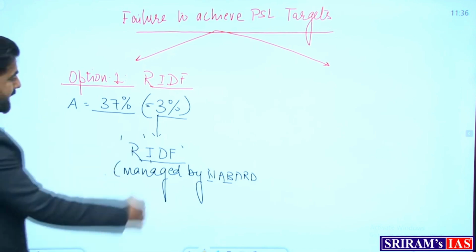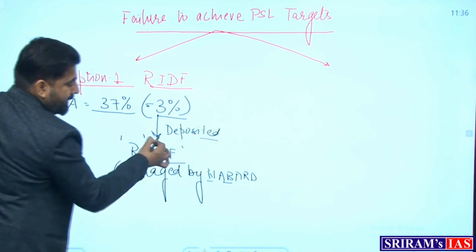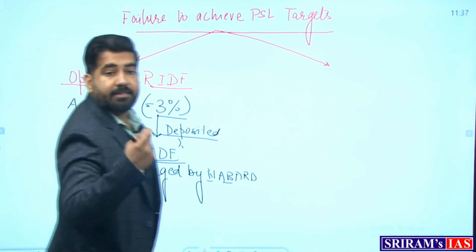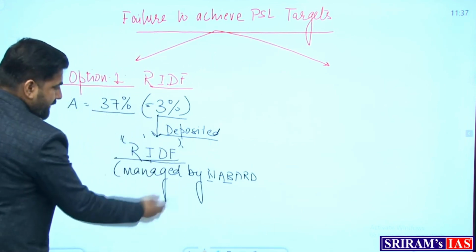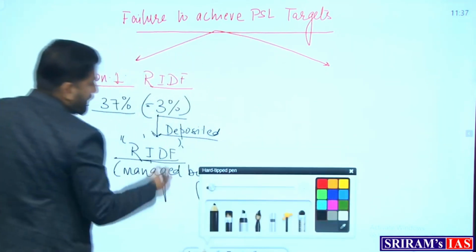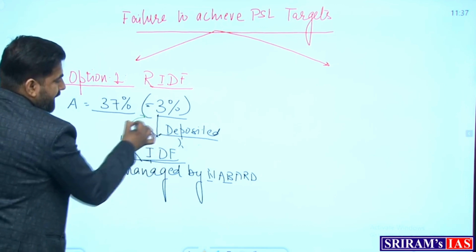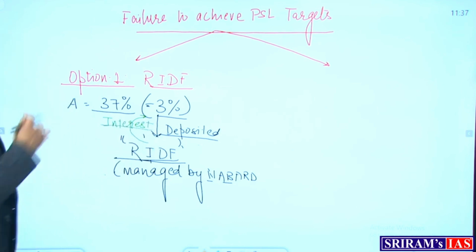Now, this 3% has to be deposited to a fund known as RIDF. So this 3% money will be deposited to a fund known as RIDF, Rural Infrastructure Development Fund. And this fund is managed by NABARD. But the bank is like, will I be getting some income if I put this money? Yes. That means if the bank deposits the shortfall in PSL requirement, they will also get some interest. Although this interest amount is very less, they will get some interest income.